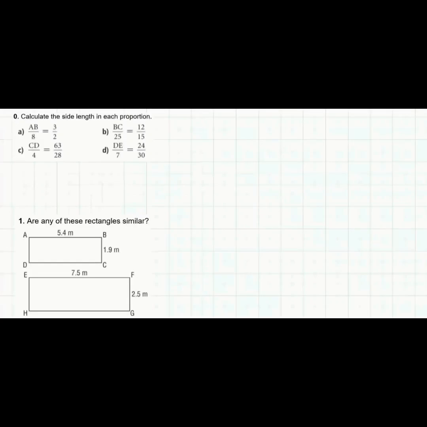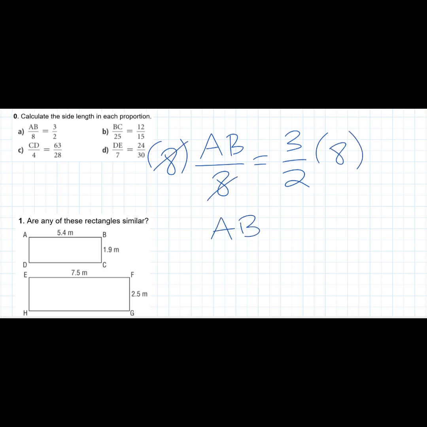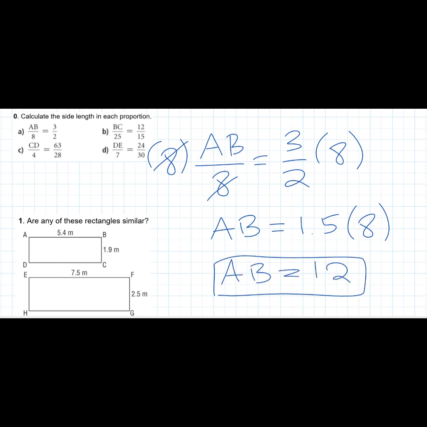Polygons are proportional. So if you can solve a proportion statement, you can solve many of these problems. If AB divided by 8 is equal to 3 divided by 2, I can solve this as an equation by multiplying both sides. That leaves me with 3 divided by 2 times 8, which is the same as 1.5 times 8, which gives me an answer of 12.